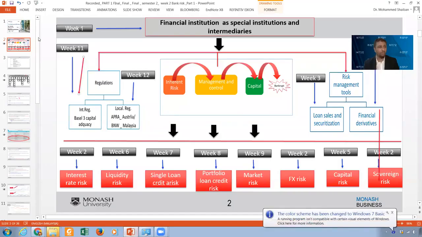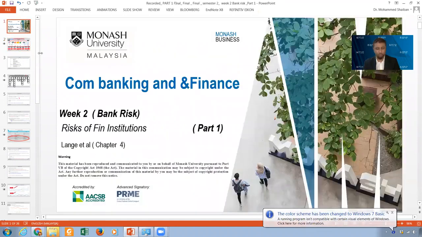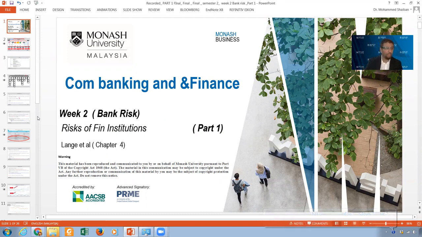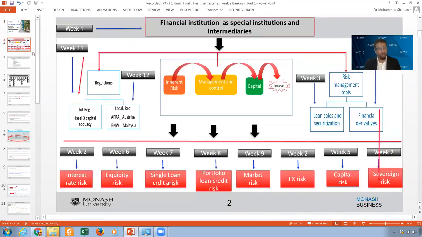So this is the subject of today, which is the risk of financial institutions. If I refer to this map, which is the map of our unit, we are talking about so many risks. We have the interest rate risk here, the liquidity risk here, the single loan risk here, portfolio risk, market risk, foreign exchange risk, capital risk, and sovereign risk.